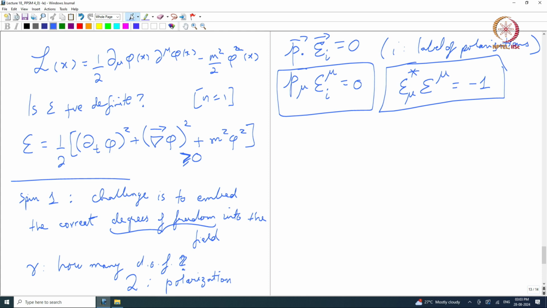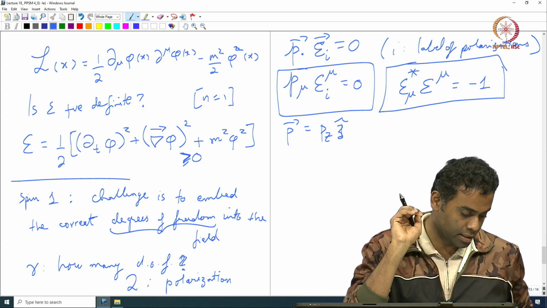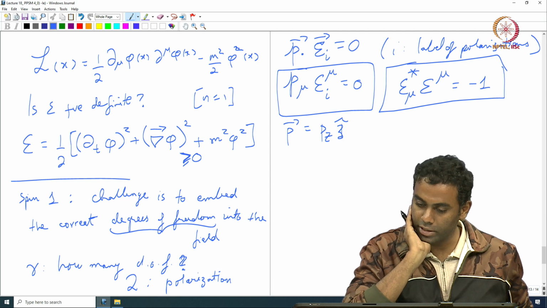can you tell me how I write the polarizations of a photon? And let's say the polarizations are in the xy direction. Let's say that the propagating direction is pz basically. So let's say that it's some pz in the z direction, right? That's my momentum. Then how would I write the degrees of freedom or the polarizations?